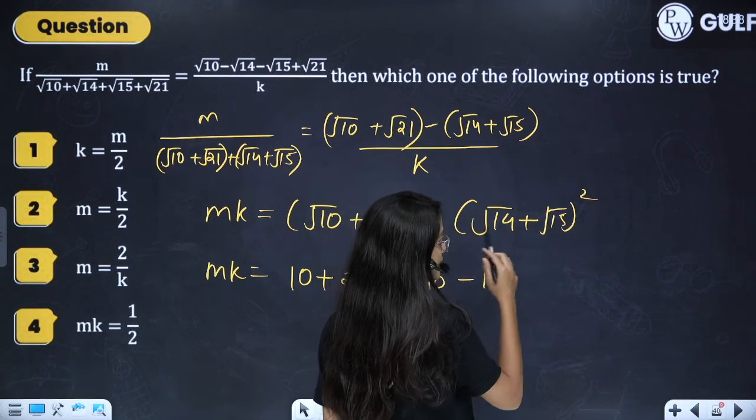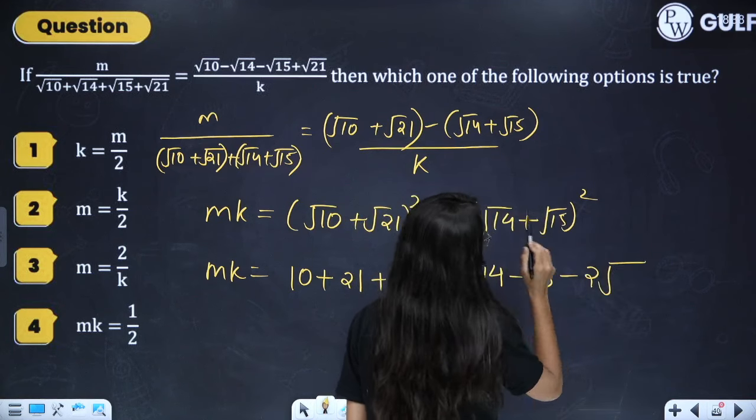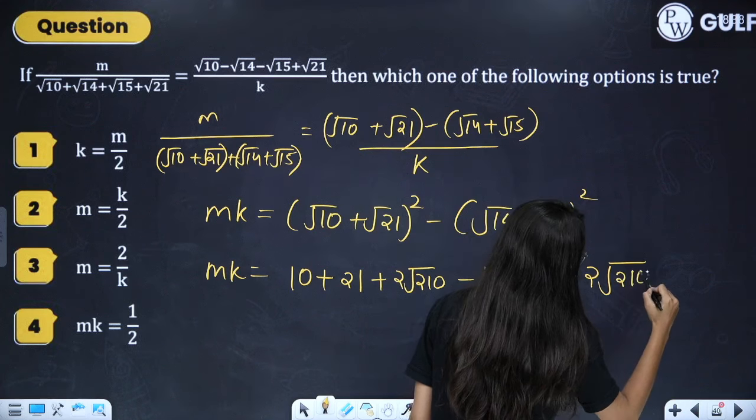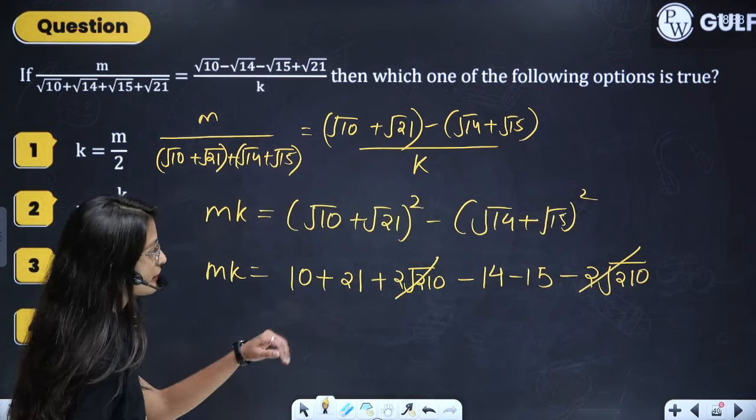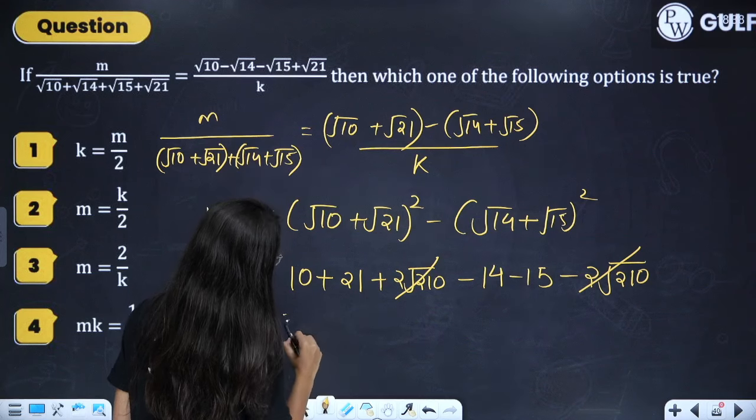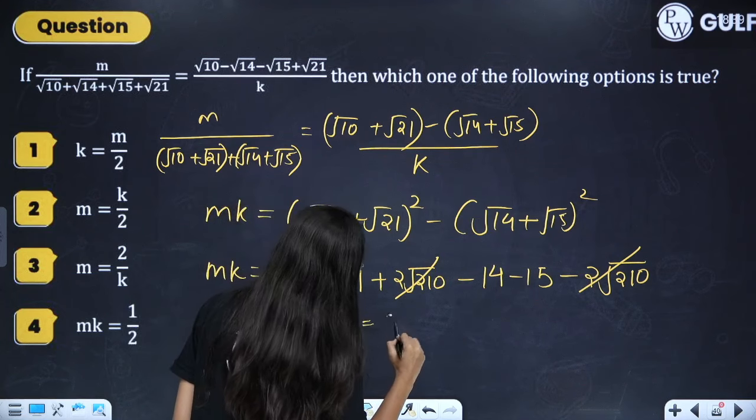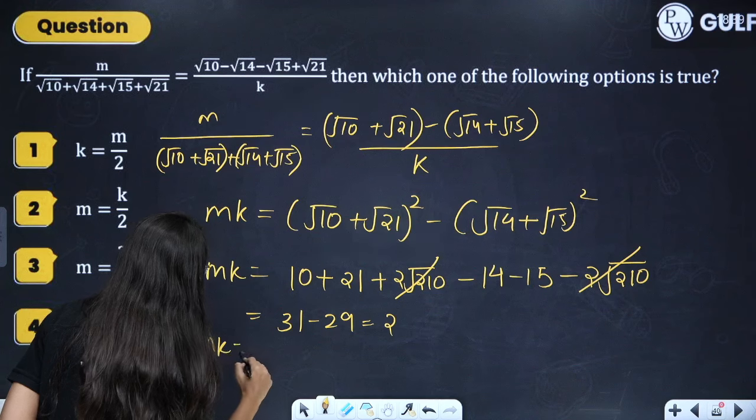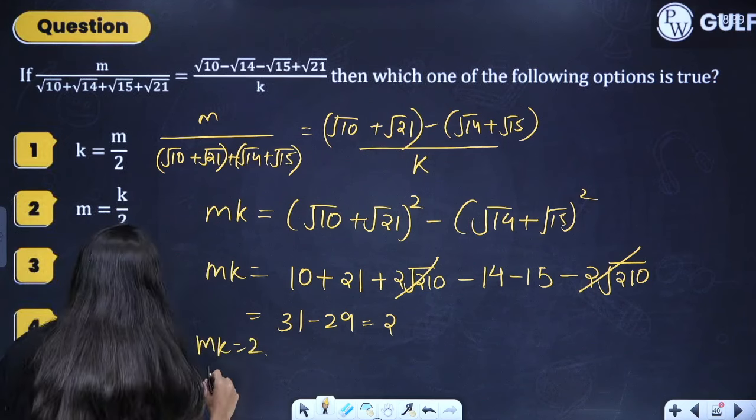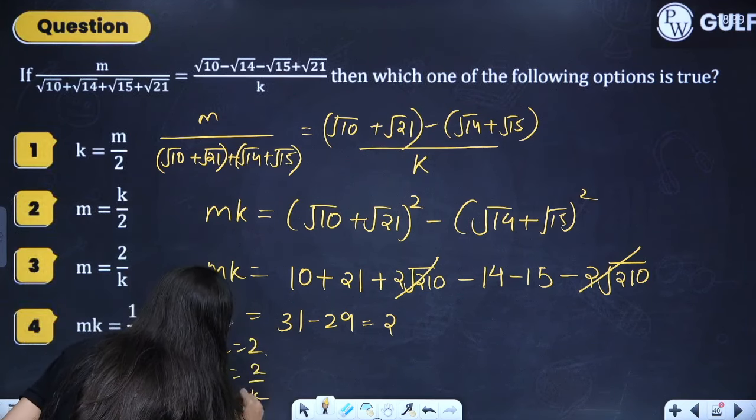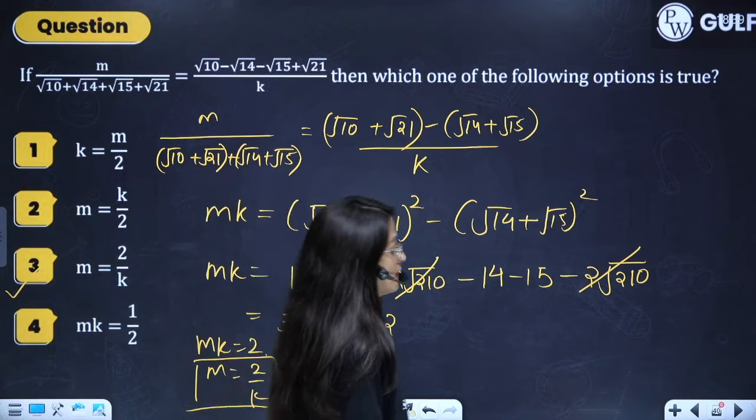But the bracket is negative, so when I'm opening the bracket it will be negative, right? Minus 2 root 14 into root 15, which will be the same, 2 root 210. See what I'm getting? The 2 root 210 cancels with the other 2 root 210, and here 10 plus 21 will be 31, and 14 plus 15 is 29. 31 minus 29 will be 2, right? So mk is equal to 2. Let us establish the relation, which would be m equals 2 by k, which is option C, right? Okay.